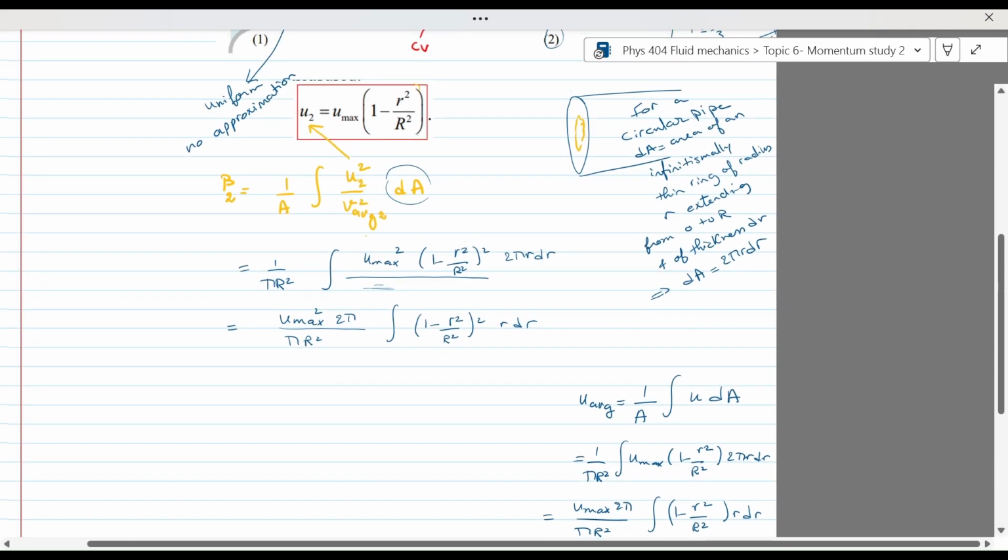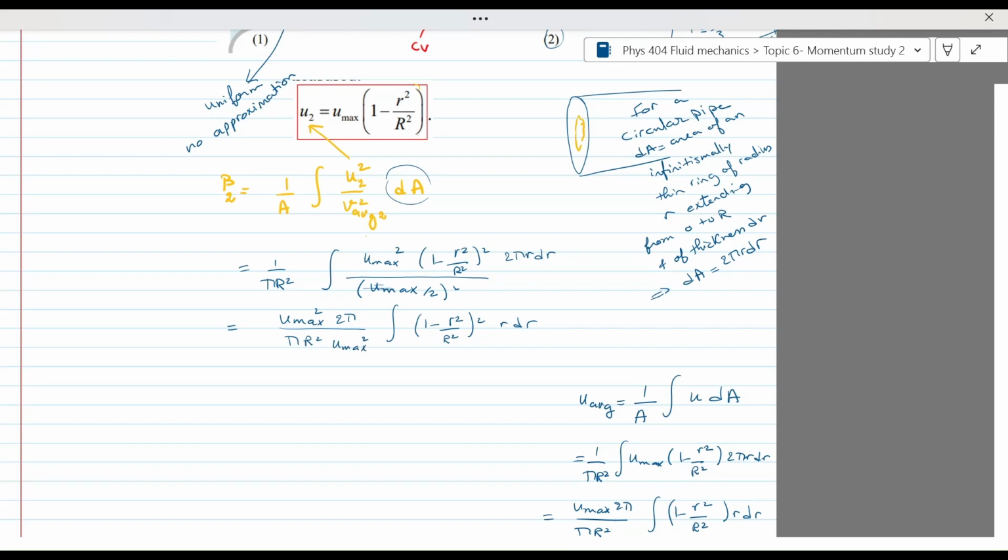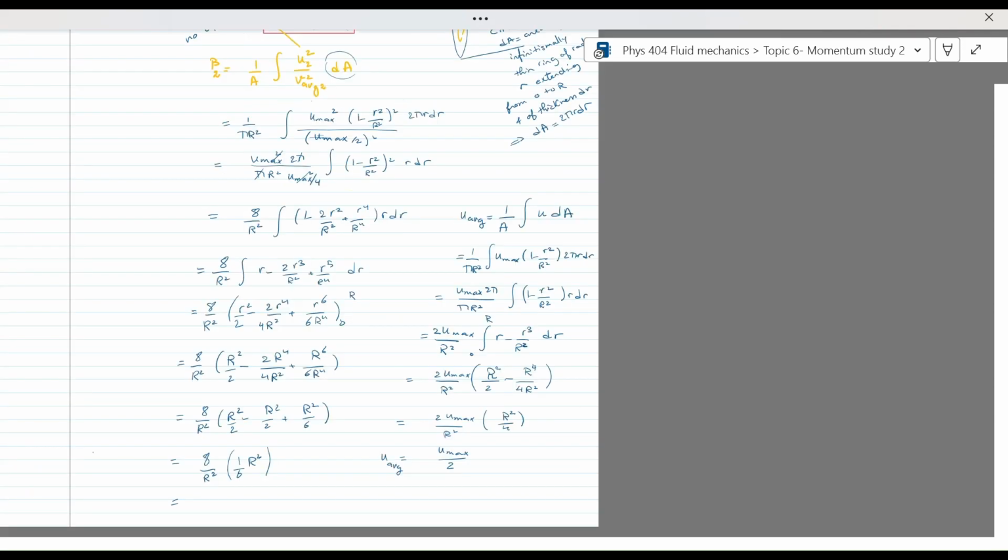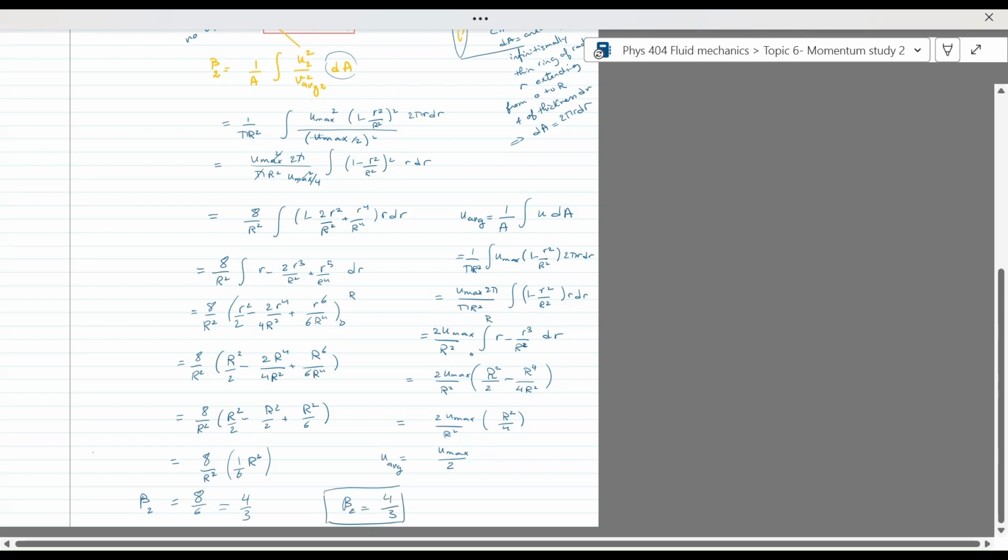So I can just substitute this here. Instead of u average, I'll have u max divided by 2, all squared, which will give me u max squared over 4. I'm not going to go over the math of the integral again because this is very similar to when we were finding u average. But basically, when you solve the integral, you will obtain the following final expression, which resolves into 8 over 6, which is basically 4 over 3. This is our value of beta 2 across the outlet. And this actually applies to any fully developed velocity profile for a steady laminar flow.